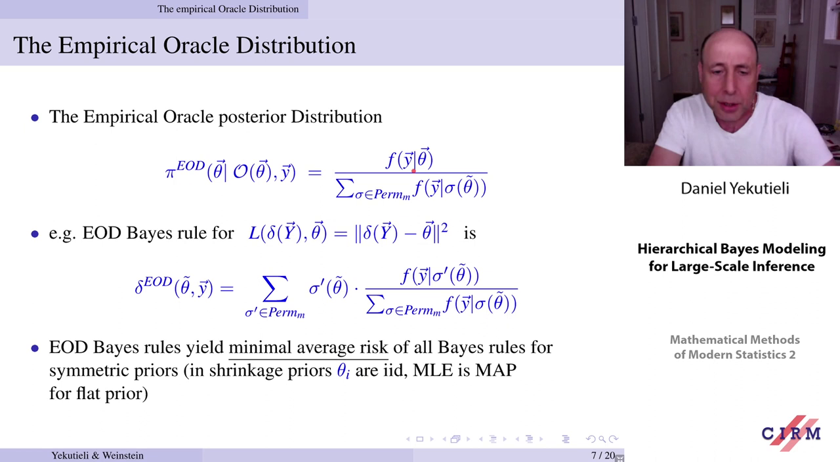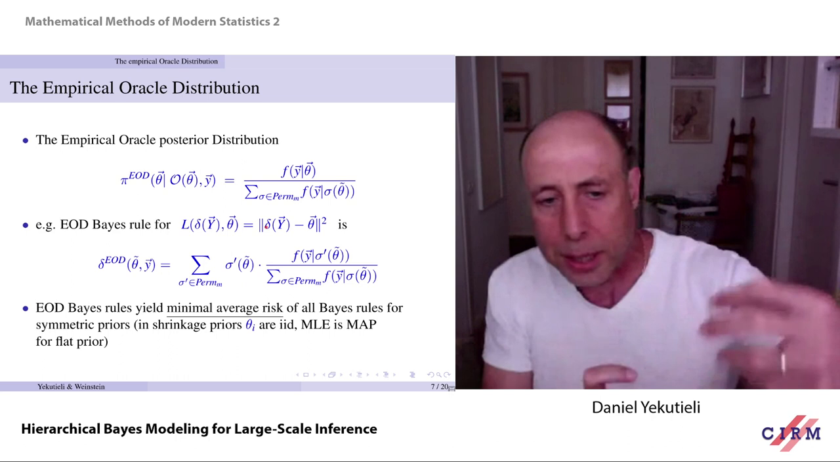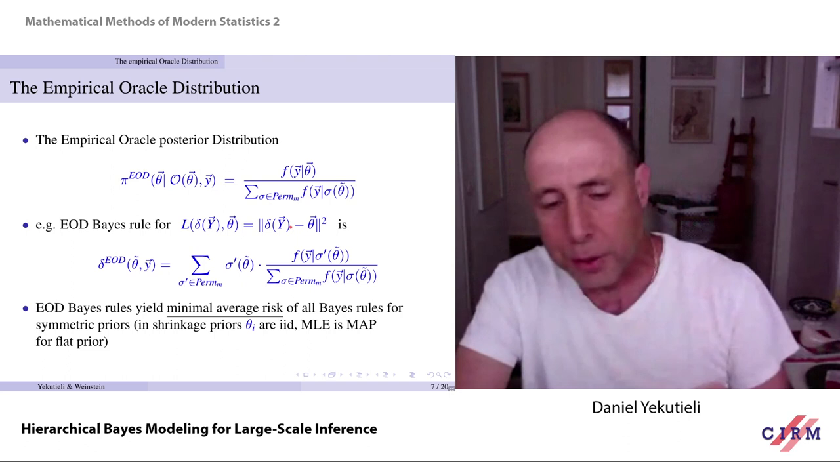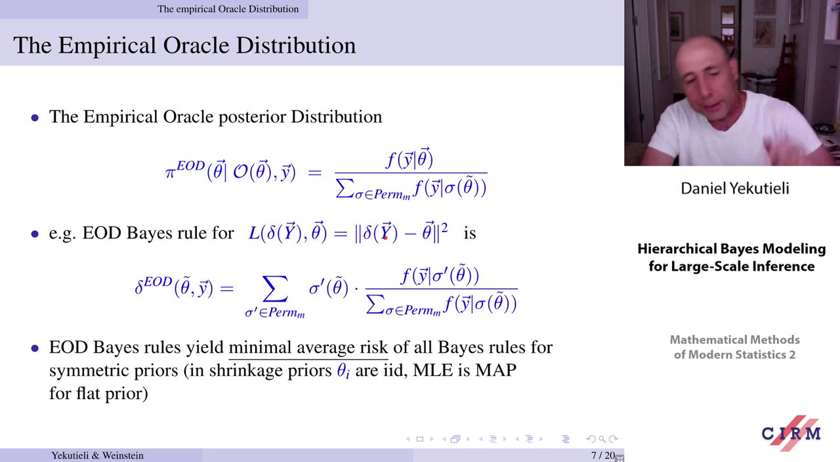How do we use it? We use this distribution, of course, to derive Bayes' rules. For example, let's say the loss we're interested in is a squared error loss. That is, delta y is just an estimator. It looks like an M vector, and each of its components, the first component is an estimator of theta 1, the second one of theta 2, etc. And the loss is the sum of the squared differences between theta I hat and theta I. In this case, we know what the Bayes' rule is. The Bayes' rule is the posterior mean.